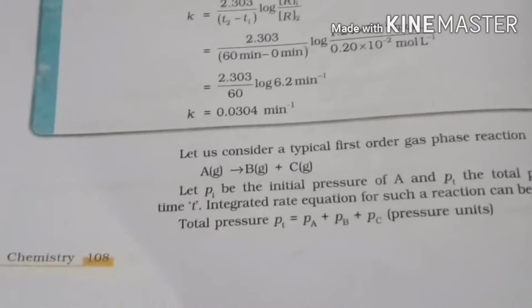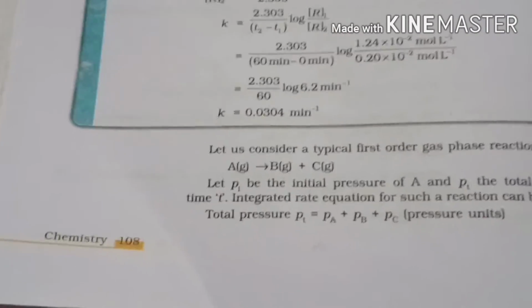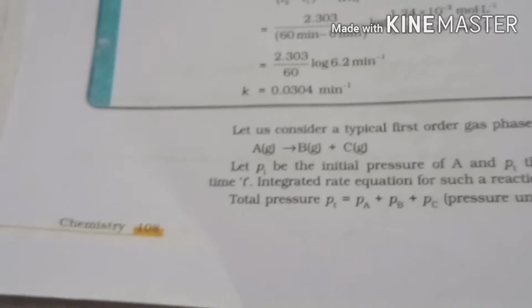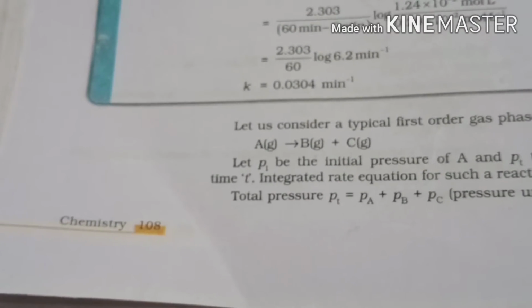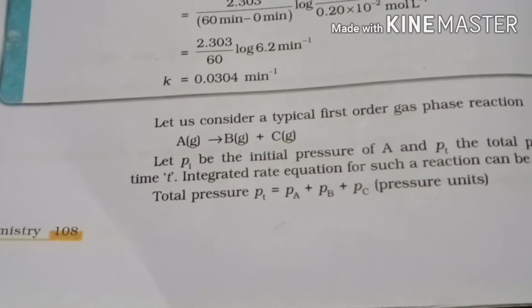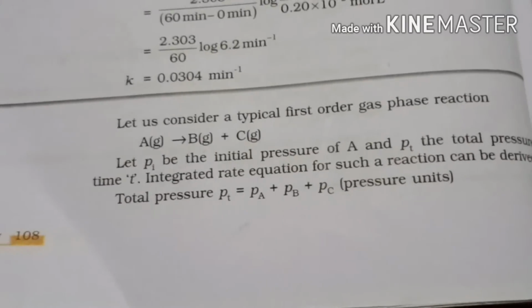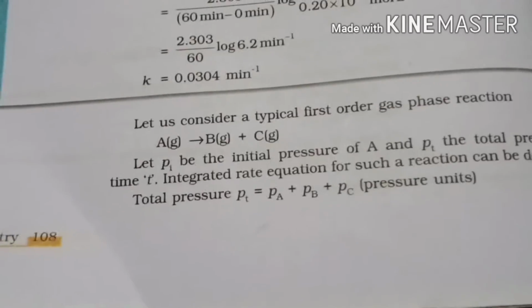Now let us see one equation again, which obeys first order, and it is of gaseous phase reactions. A gas A gives B and C gases. Let P1 be the initial pressure of A and PT be the total pressure at the time T.